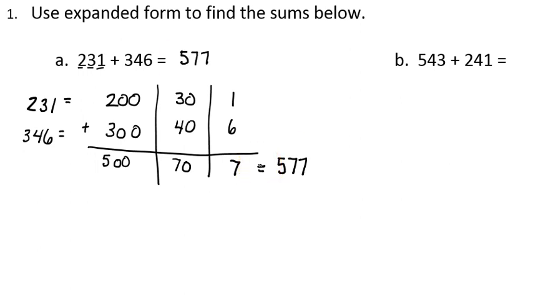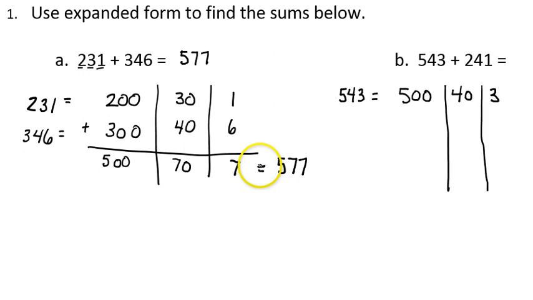The expanded form addition helps emphasize the point that when we're adding numbers, we add like place values, meaning I add my ones to my ones, my tens to my tens, my hundreds to my hundreds. Let's give another example here with problem B. I have 543. I'll start the same way. 543 is equal to 500 and 40 and 3.